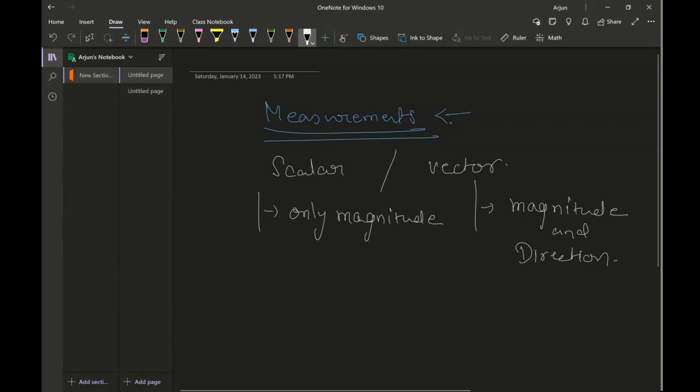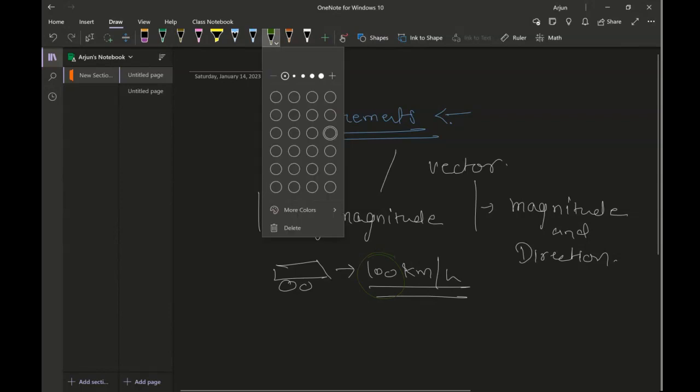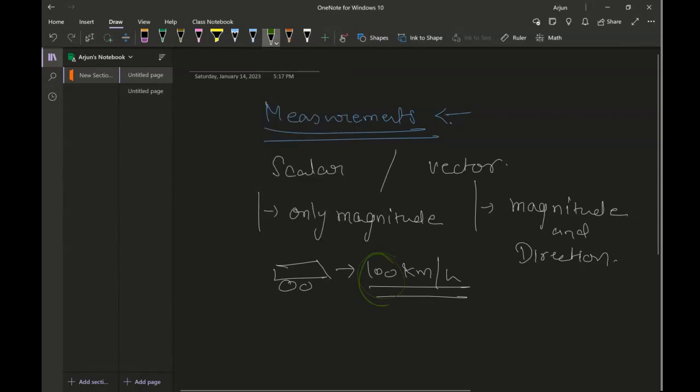So the perfect example will be if I say there is a car. This car is moving at 100 kilometers per hour. So it means I'm only talking about the magnitude of the speed. So this becomes the magnitude. Notice I haven't talked about any direction.